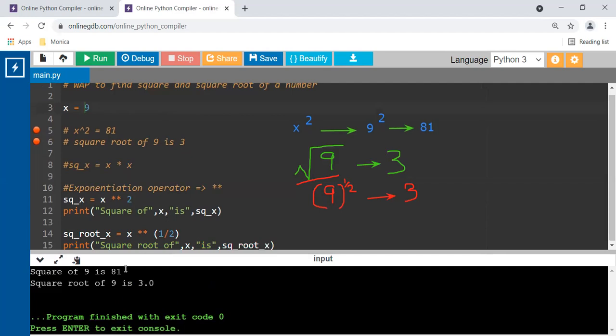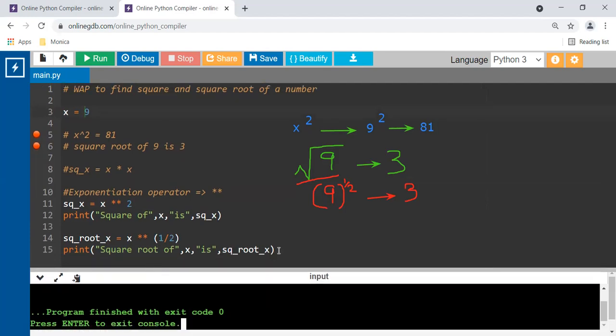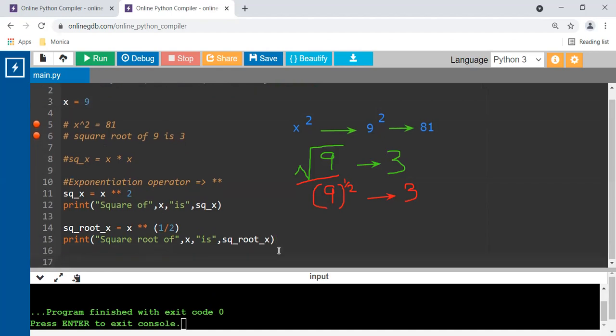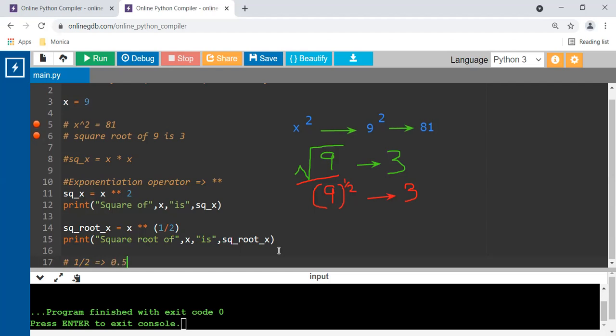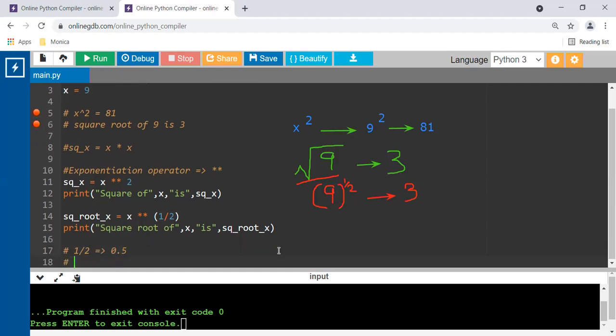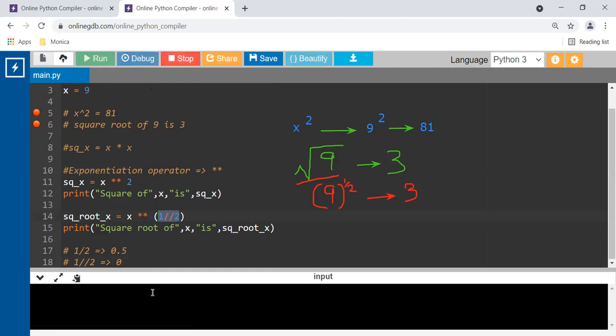But now what we are thinking is, when 9 is a whole number, when 9 is an integer value, why are we not getting the value 3 as an answer? Rather, we are getting 3.0. That is because, let me tell you about the division operator. So let's revise something about the division operator. We know 1/2 is nothing but 0.5. Whereas if we try and use 1//2, which is the floor division, we'll get the quotient as 0. So in case I wrote here 2 slashes, this will become 0 and x raised to 0, any number raised to 0, we know the answer is 1. So this is not what we're expecting.